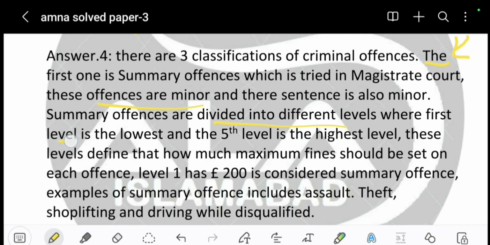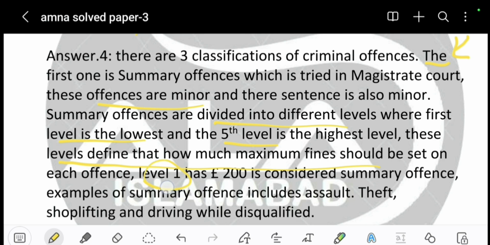The first level is the lowest, that is, it is not that severe, and the 5th level, obviously, is the highest level, where there are the highest level of offenses. And these levels define how much fine or punishment should be imposed on the crime committed by a person. So this level defines the offenses.